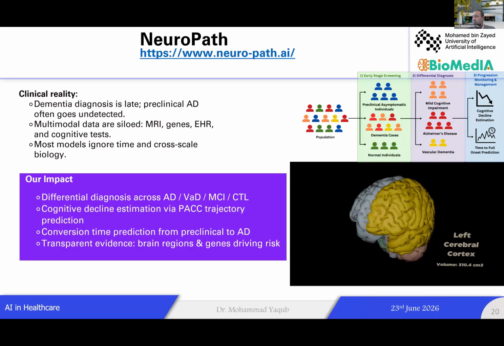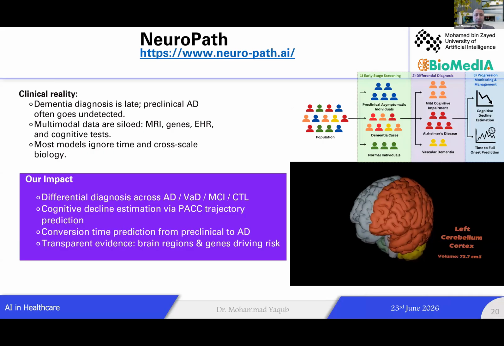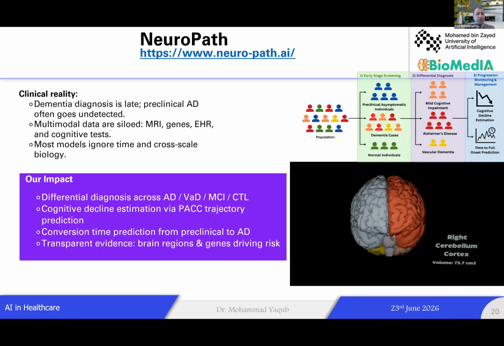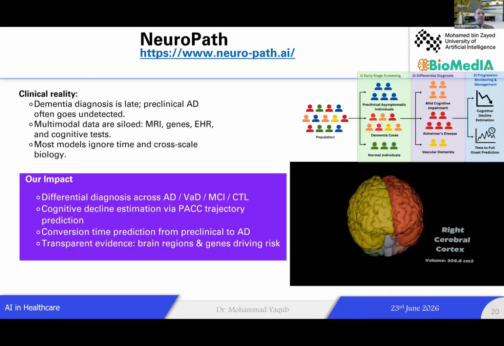And maybe the last one or two studies I want to mention are in neurodegenerative diseases. Before I mention NeuroPath, let me pause here on multiple sclerosis. I don't have a slide for that, but we've been actively working on it. We build AI models that can detect new lesions.